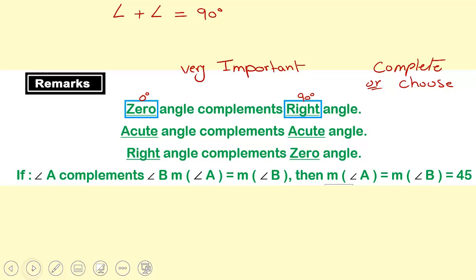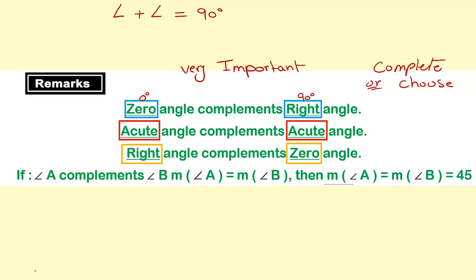And an acute angle should always complement another acute angle. A right angle should complement a zero angle. Those remarks should be memorized by heart as they normally come in the complete and choose questions. Let's go now and see the last remark.